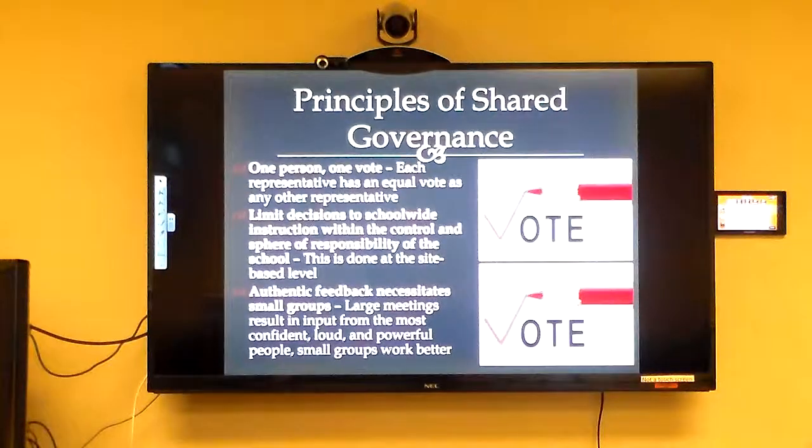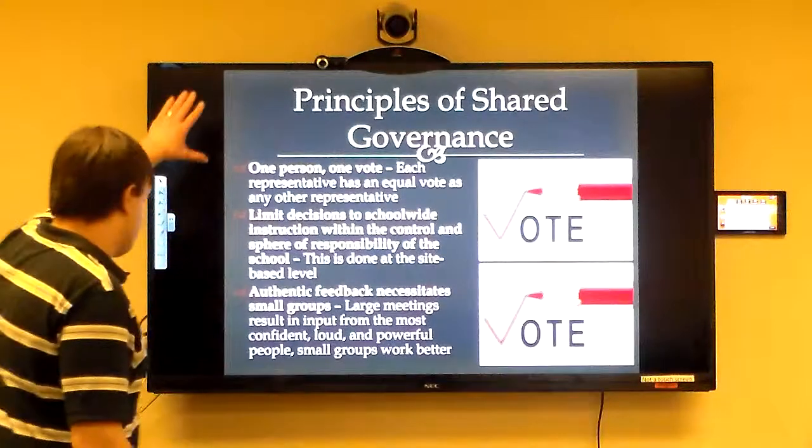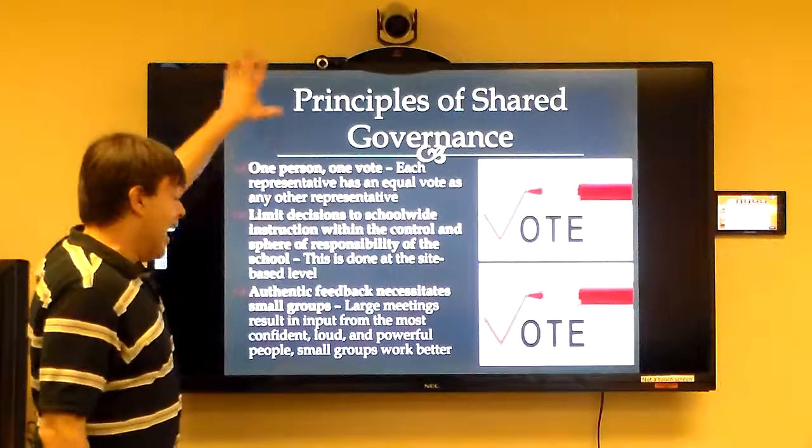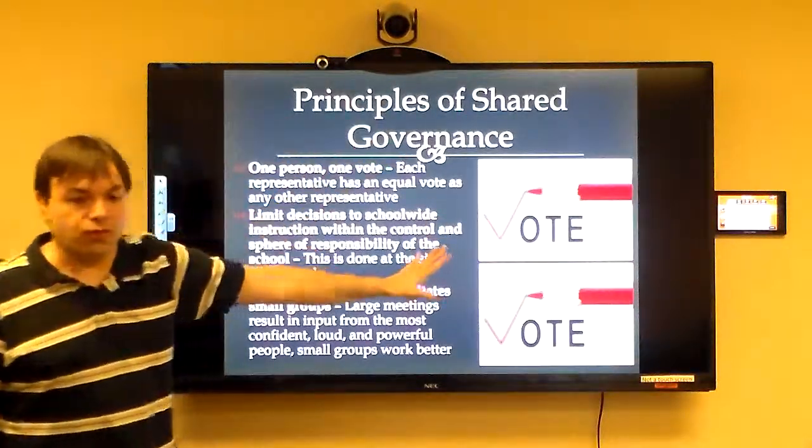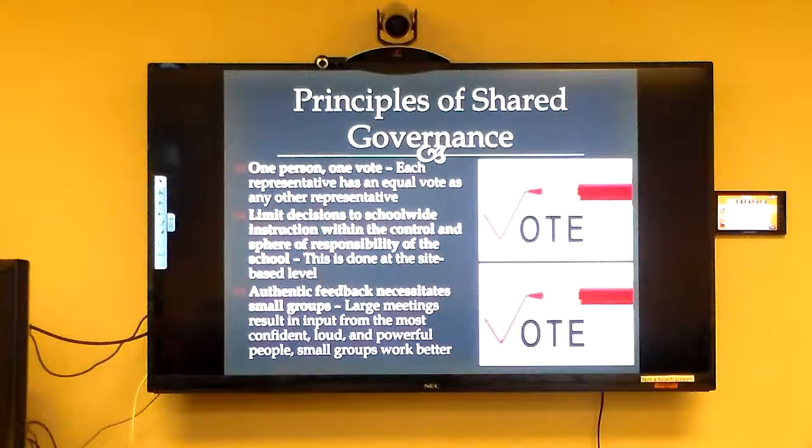So the big idea behind this is this notion of one person, one vote. Everybody needs to have an equal vote and an equal say. The community member is just as important as the building principal, so please don't lose sight of that. The notion of decisions within the control and sphere of responsibility of the school, it has to be stuff that directly impacts the instruction that's going on in the school more than anything else, and that's done at the site-based level.